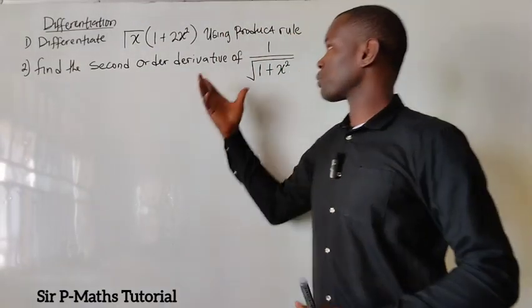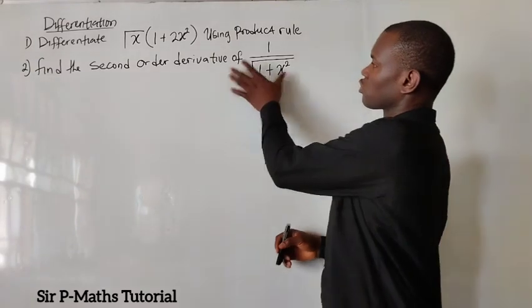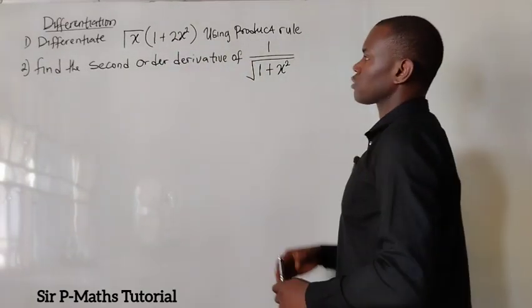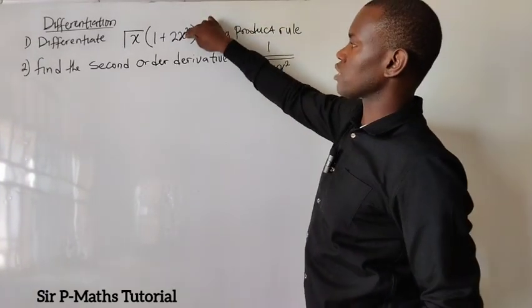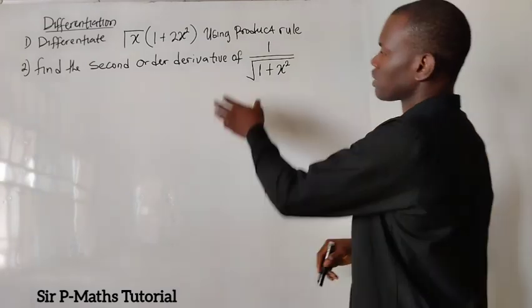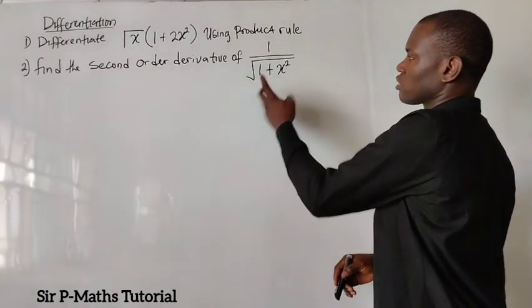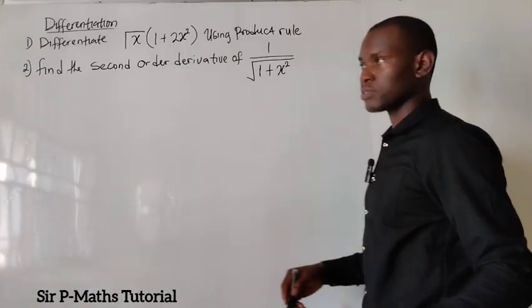I want us to solve this problem we have on the board. We are given two functions, this and this, and we are told to use product rule to differentiate this one. Then we find the second order derivative of this one, that is differentiating this function two times.